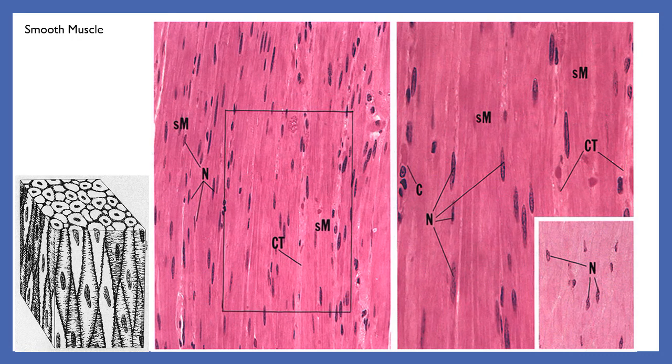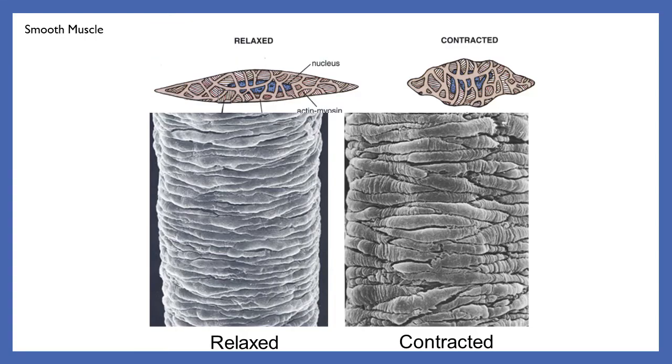Looking at smooth muscle under a microscope, it's very hard to even make out the connective tissue. You just see pretty much that pink muscle fiber with a few nuclei squeezed in there. Here is an electron microscope view showing a relaxed muscle on the left and a contracted muscle on the right.